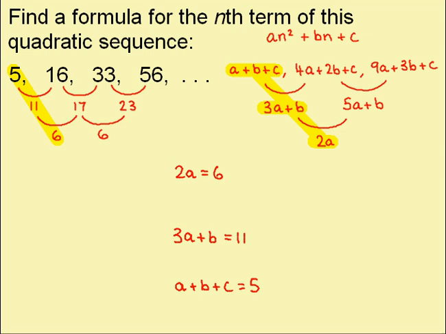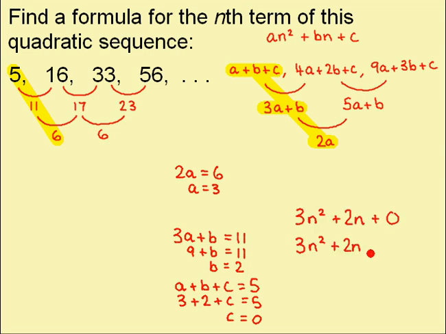Press pause and have a go. When you're ready, press play. You should have that a equals 3, b equals 2 and c equals 0. To finish off, I'd like you to substitute these 3 values into this equation here to get the nth term for the quadratic sequence. Press pause and do this. When you're ready, press play. And voila! You've now found the nth term of the quadratic sequence.